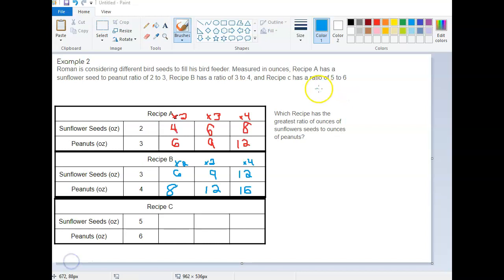Okay, pause it. All right, so you'll notice that I have already filled in these first two tables. I picked the times 2, times 3, and times 4 columns because all these numbers are pretty close together. So I figured that I'm going to get to them with just a couple of multiplications. Times 2, times 3, times 4. All right, so let me fill in our last one. Times 2, 5 times 2 is 10, 6 times 2 is 12, times 3, 5 times 3 is 15, 3 times 6 is 18, times 4, 5 times 4 is 20, 6 times 4 is 24.